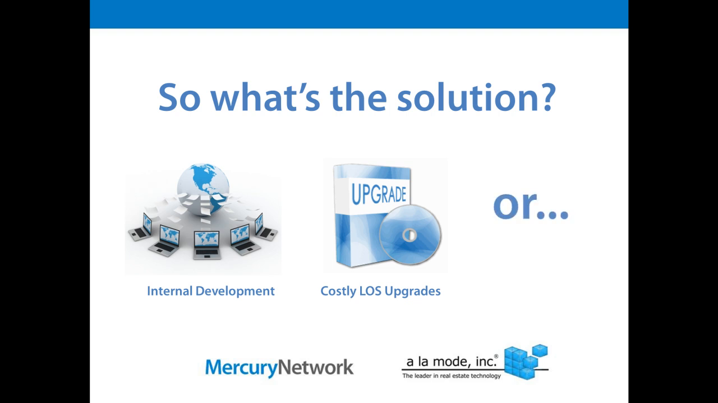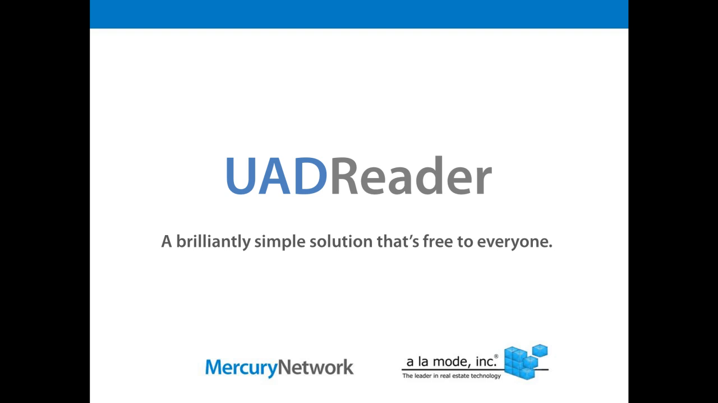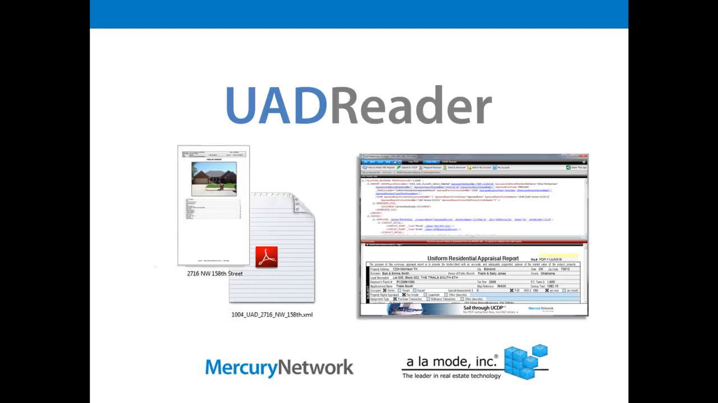The other solution that you could look at would be our UAD Reader. A brilliantly simple solution that's free to everyone. It's by far the easiest and best solution for lenders to not only have a way of reading the PDF, but it will also convert the gibberish of the XML file into a readable format. It will also check the appraiser's XML file for UAD errors, display them, and give you the ability to jump directly to those errors for ease of revision requests.